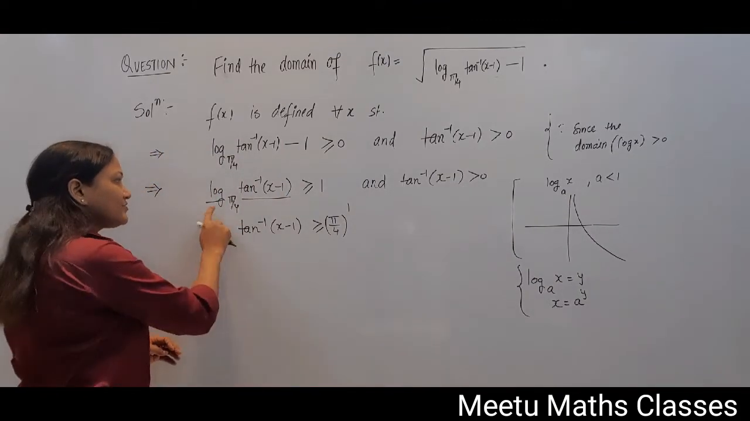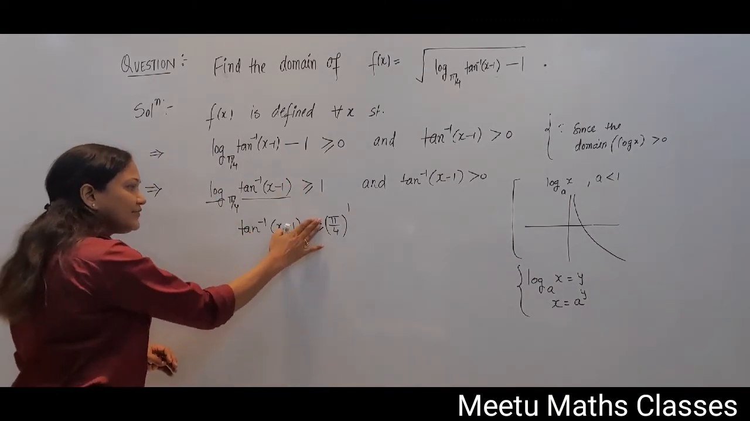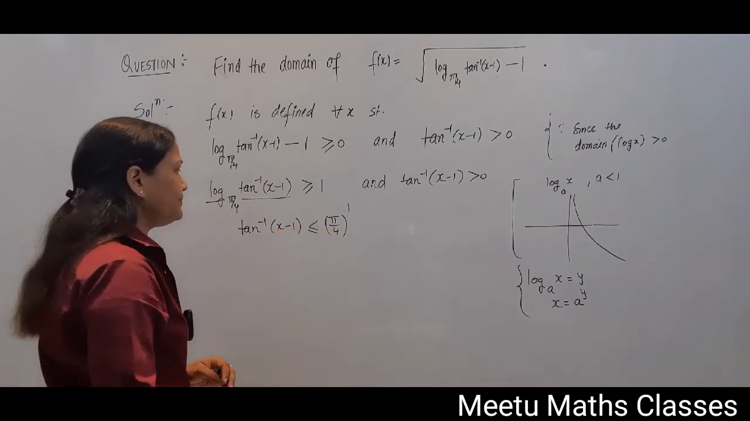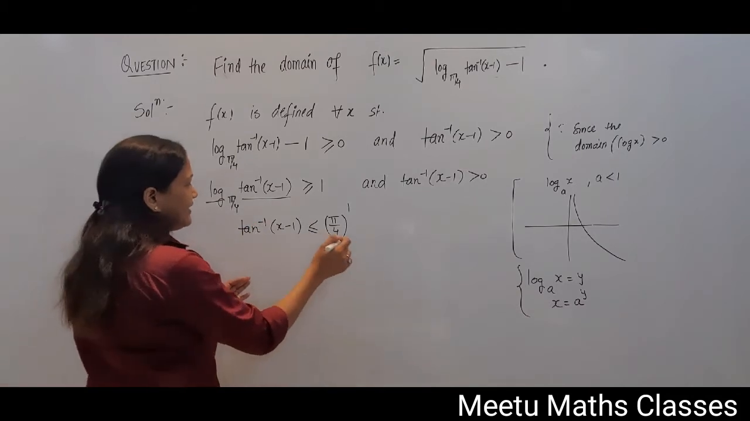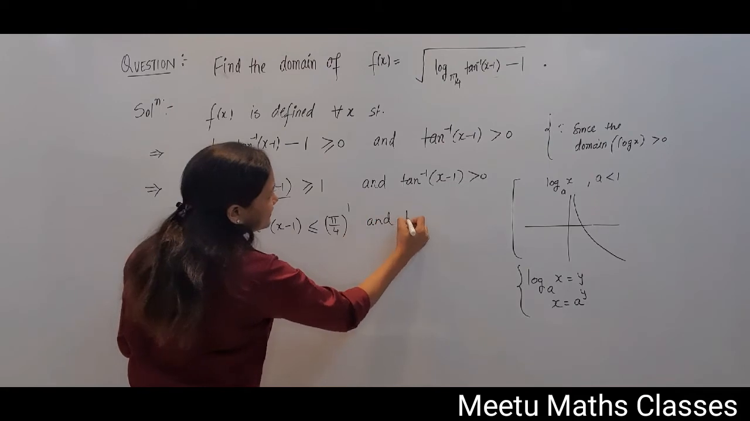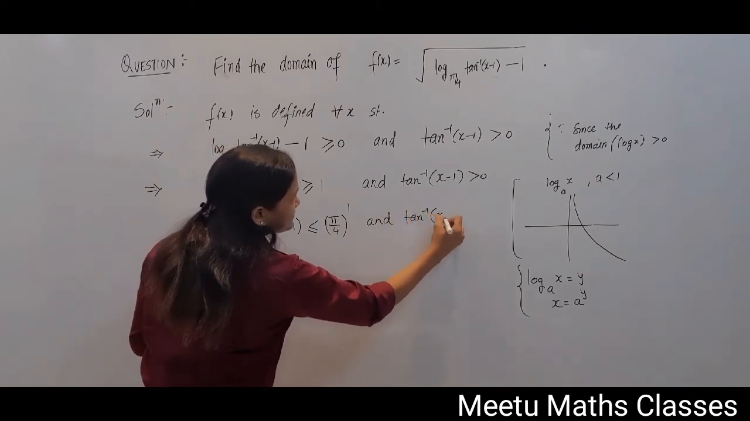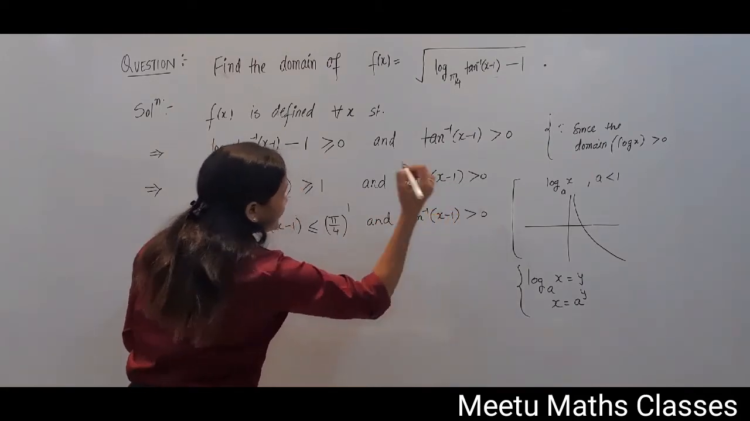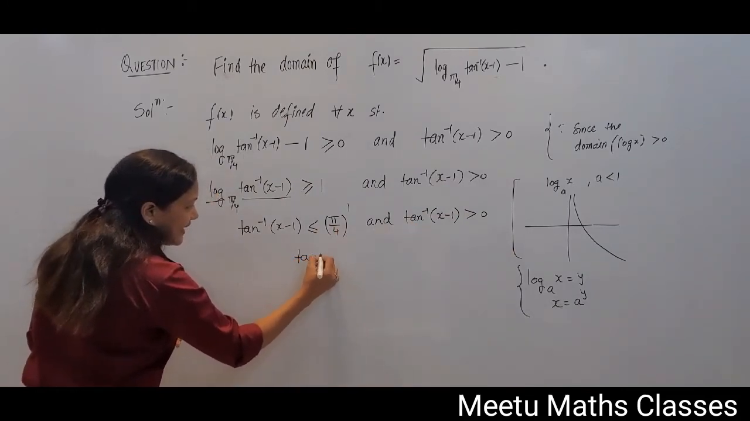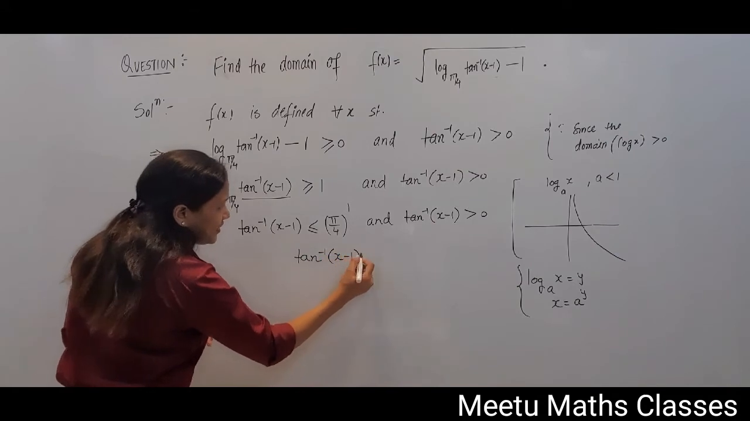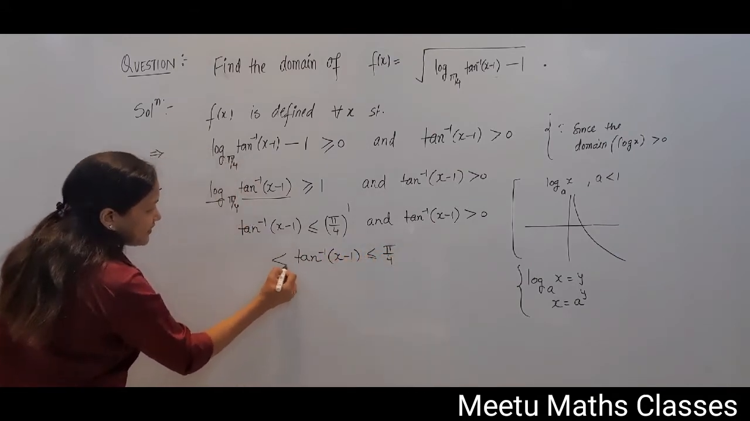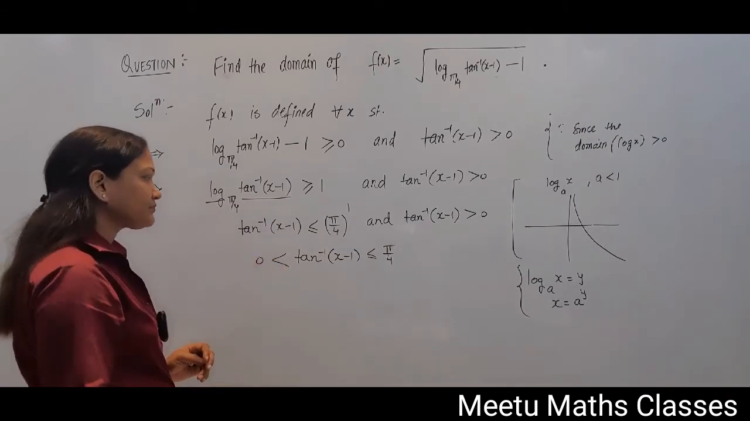So if your function is a decreasing function, then the inequality will change. It will become less than or equal to. So tan inverse of x minus 1 should be less than or equal to pi by 4, and tan inverse of x minus 1 should be strictly greater than 0. We can combine these two inequalities: tan inverse of x minus 1 should be less than or equal to pi by 4 and strictly greater than 0.